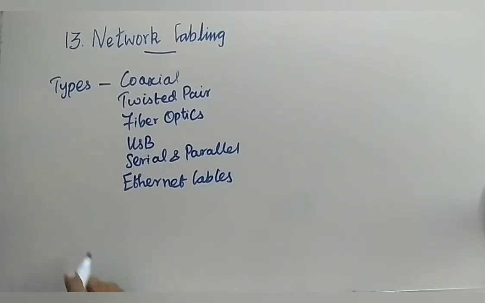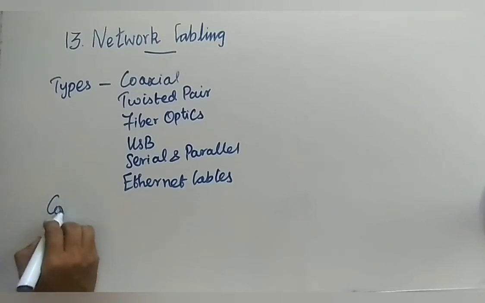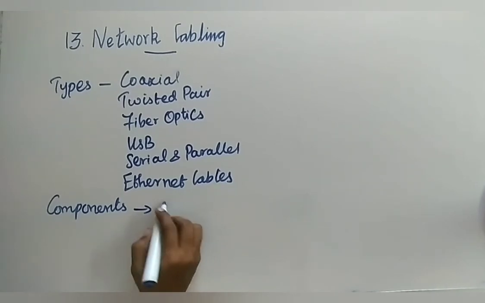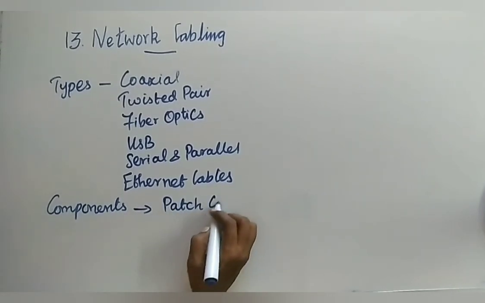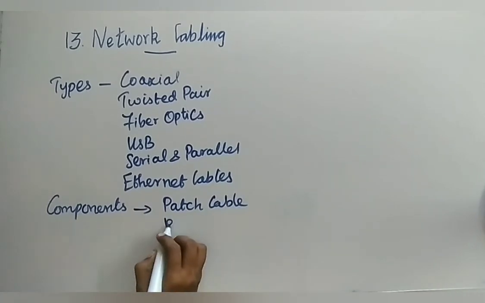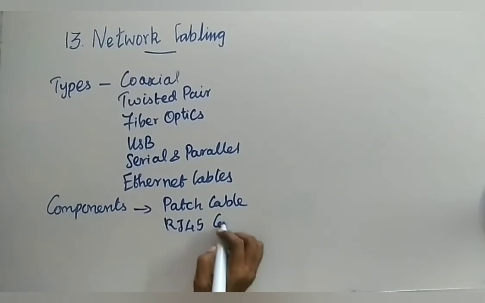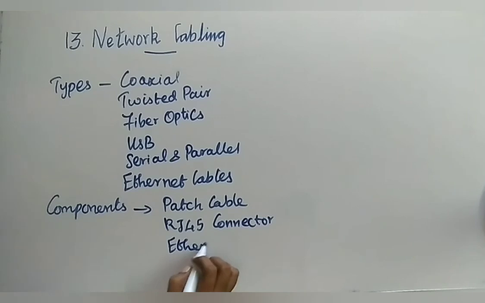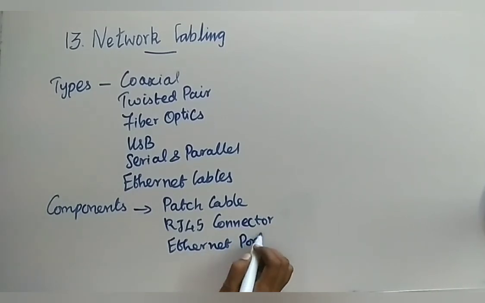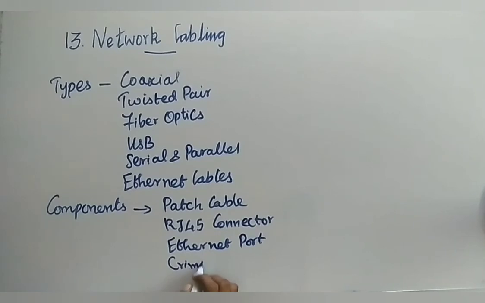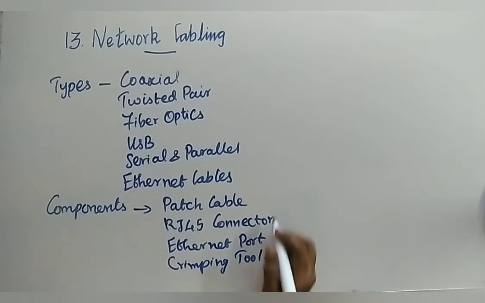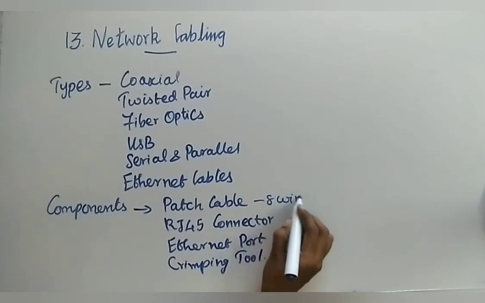Next we finished the Ethernet cabling components. In that, the first component we discussed is the patch cable. Next, the RJ45 connector. Next, the Ethernet port. And next, the crimping tool. Under the patch cable, it is going to have 8 wires, and we discussed that. It is going to have the colors also, okay?